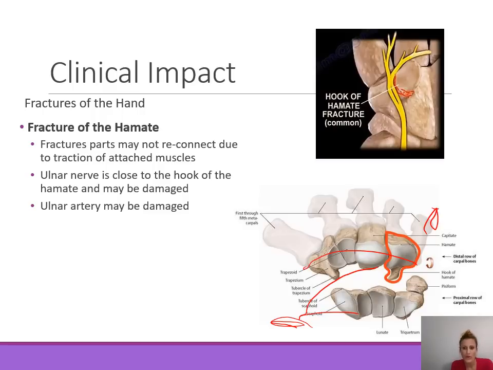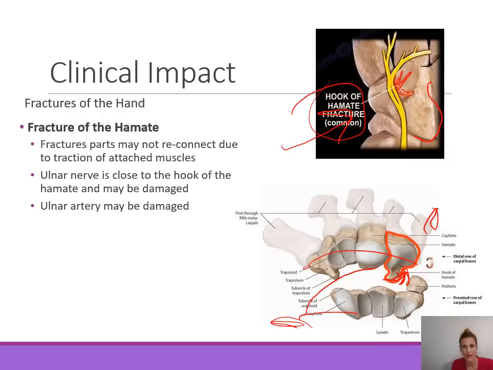When we look at the hamate, you guys will see that there's this process called the hook of the hamate that's pretty visible, and it extends towards the palmar side, not dorsally, but towards the palmar side of the hand. Here you can see it here. So in this picture, we're looking at the palm side of the hand. This is the hamate, and you can see the hook right here. The hook of the hamate is commonly fractured just because of the way that it sticks off from the bone.